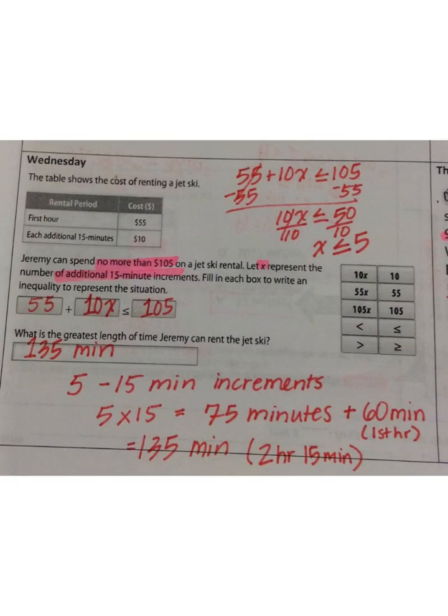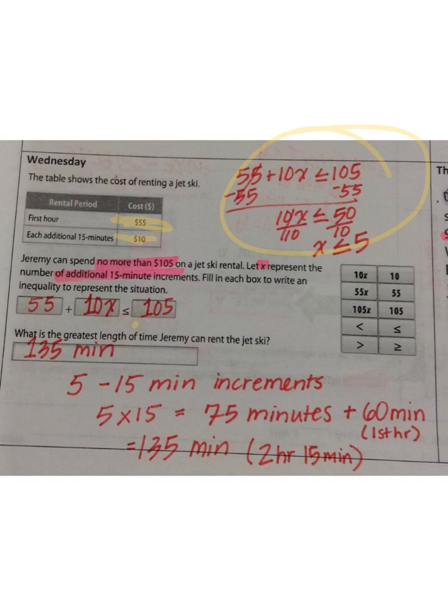What I started with first is I looked at this chart. It's $55 for the first hour. Each additional 15 minutes is $10. So that means if I take $55 for the first hour plus $10 times X, X is each additional 15-minute increment, he wants to spend no more than, so he doesn't want it to exceed 105. So that would be less than or equal to. Up here is where I show my work of solving. I subtracted 55, I divided by 10, and I got x is less than or equal to 5.